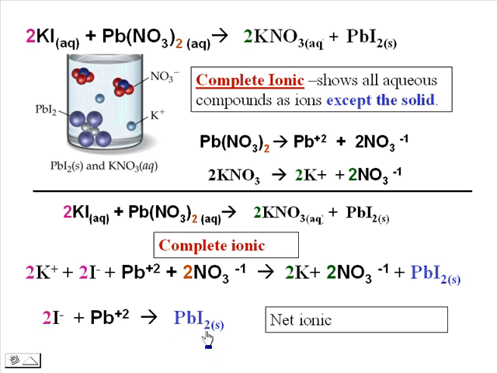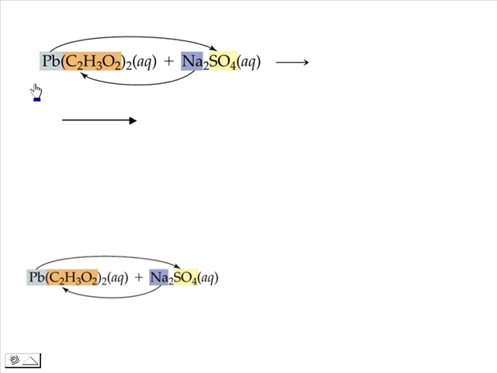Notice that I have 2 iodines attached to lead. It also corresponds to the exact amount of iodines on the reactant side. Here's another equation. Again, we're going to do a double replacement reaction where the cations switch places.